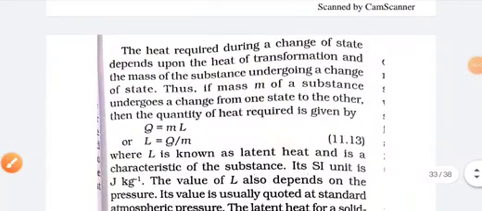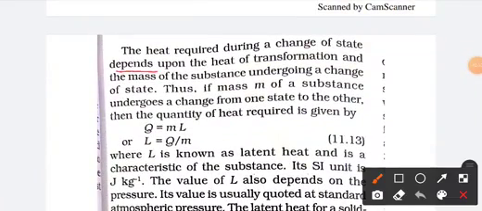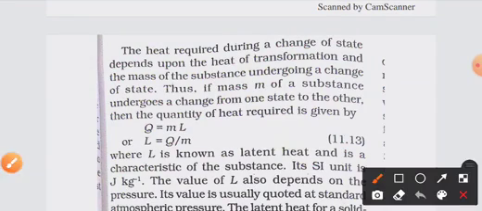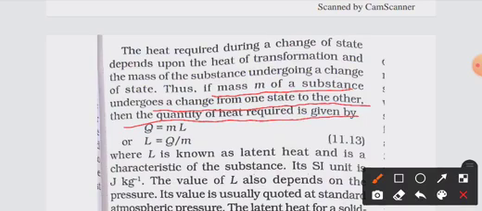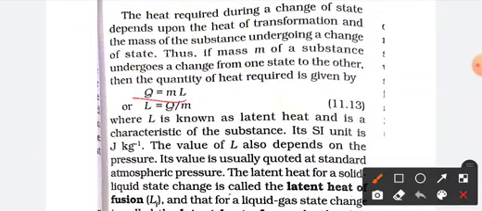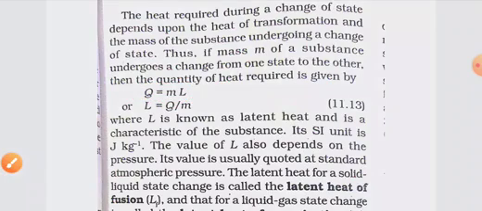So the heat required during a change of state depends upon the heat of transformation and the mass of the substance undergoing the change, because latent heat is considered for the unit mass. So how much mass is there, it will depend on that. Thus, if mass m of a substance undergoes a change from one state to another, then the quantity of heat required is given by m into L. M is the mass of that body and L is the latent heat. So m times latent heat will be required to change the state of a given mass of a substance.